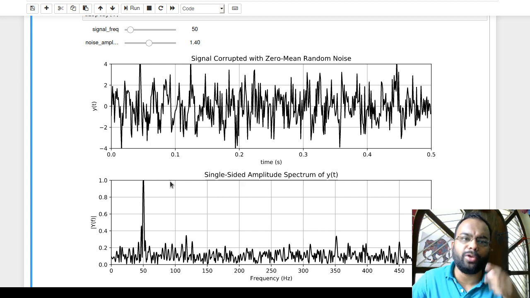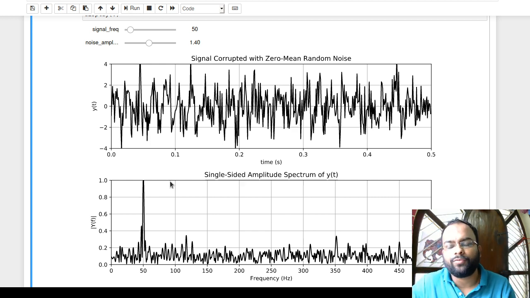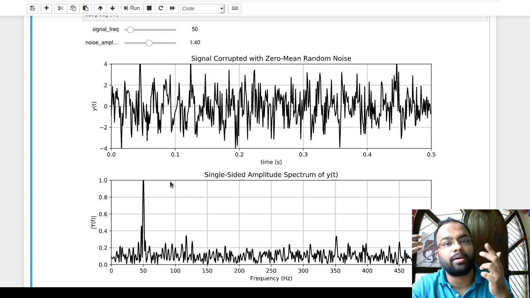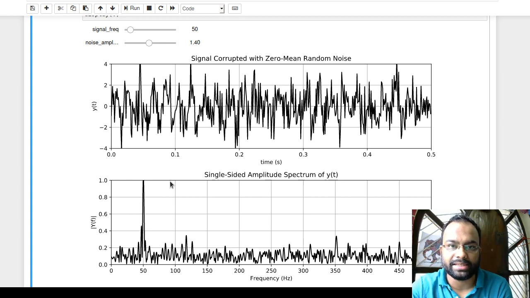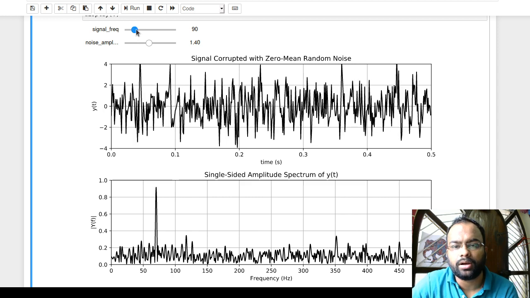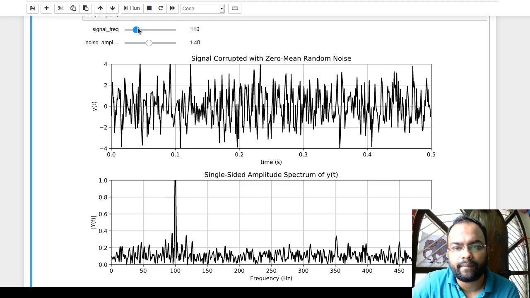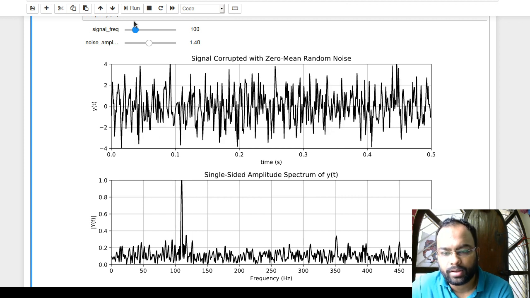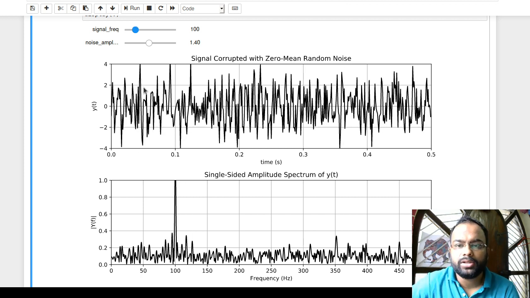So with that said, you can understand by now that the Fourier transform can actually figure out the frequency components present in the signal, and what their relative strength is. Now, if I change the frequency of the signal, for example, to 100 Hz, look at 100. So this is a pure 100 Hz sinusoid corrupted with random noise.